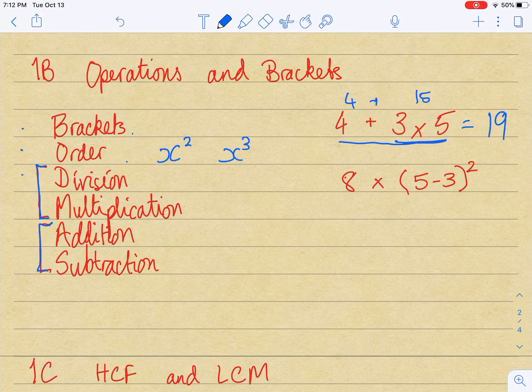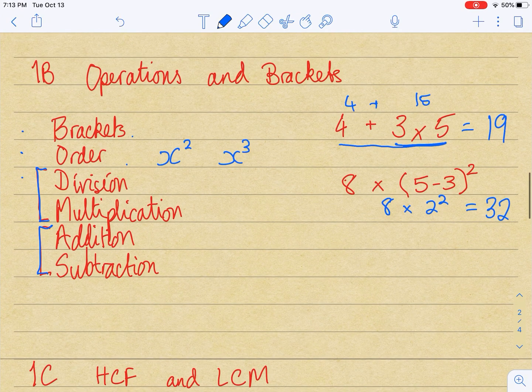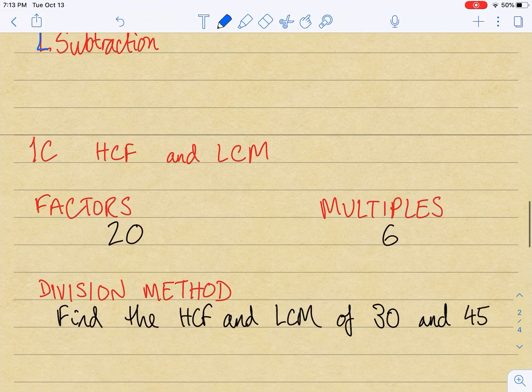In this next example, we're going to do the brackets first. So 5 minus 3 first, that's 2. Then we're going to do the power. So we're going to do 2 squared, which is 4. And then lastly, we're going to do 8 times that answer. So 8 times 4 is 32. And that's operations and brackets. BODMAS. You do the brackets first, orders come after that, then divide and multiply, then you add and subtract.